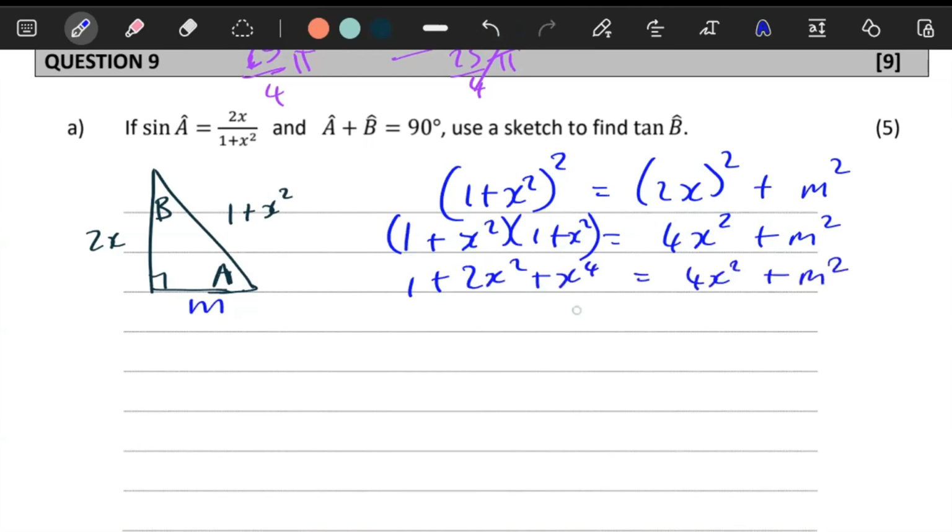Okay, since you're going to isolate m, right? Let's see everything on one side except for the m squared. You're going to have x power 4. 2 minus 4 is going to be a -2. And then the 1 there. Square root both sides. You have square root x to the power 4, 2x squared plus 1. And then this is m.